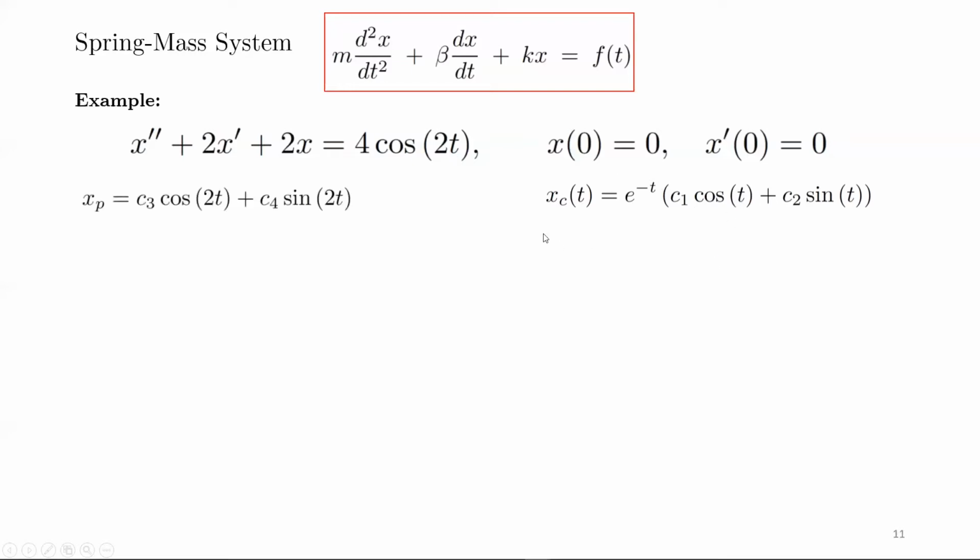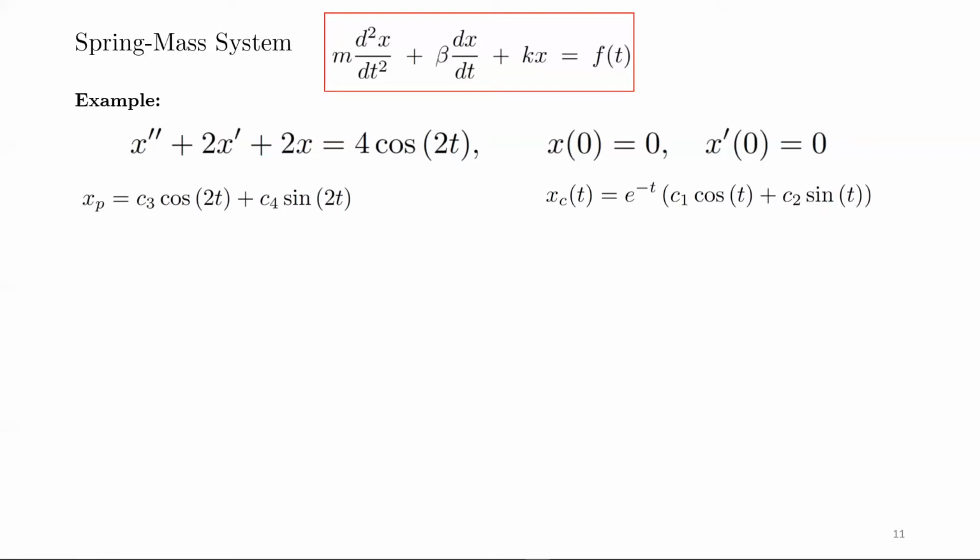So we can write down a particular solution: some constant c3 times the cosine of 2t plus some constant c4 times the sine of 2t. Because remember, when we're using the method of undetermined coefficients, if we have a trigonometric term, cosine or sine, on the right hand side, when we check out our particular solution, we have to include both cosine and sine. Even if there's only cosine up here, we need to include cosine and sine here.